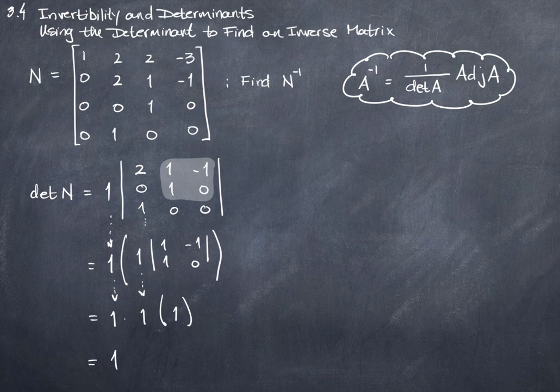Well, that's nice. The determinant of N equals 1. And it's particularly nice because I need to plug that into this formula, and I'm just going to have 1 over 1, which is 1.